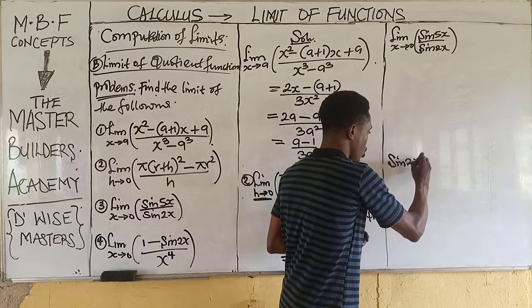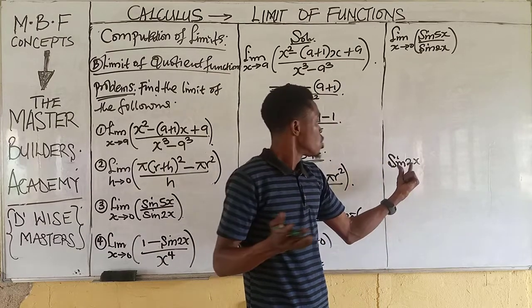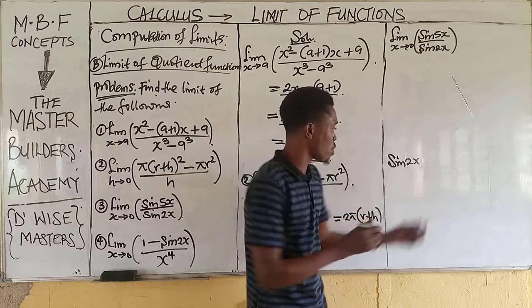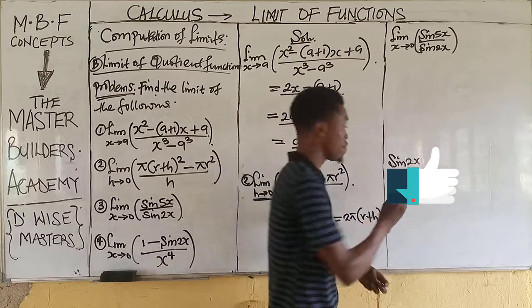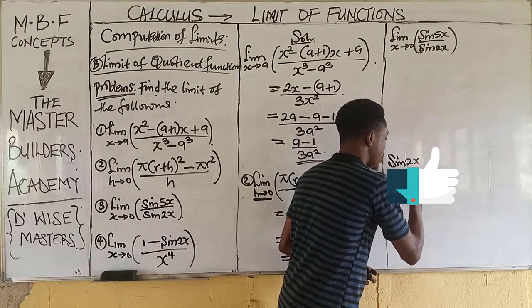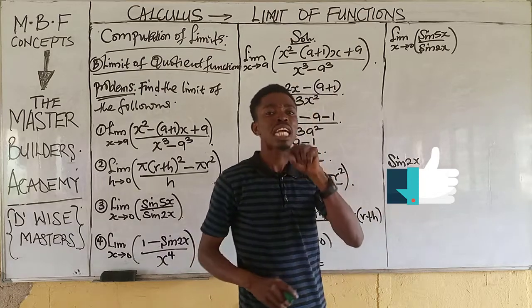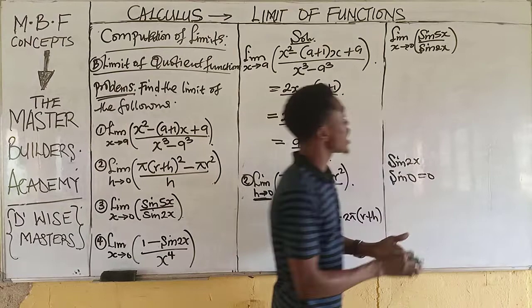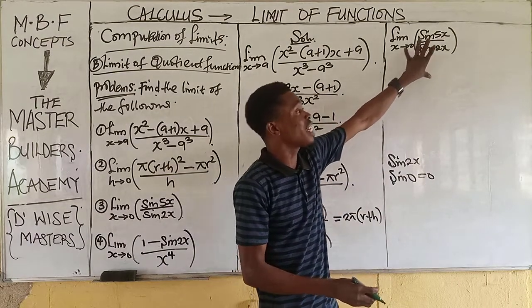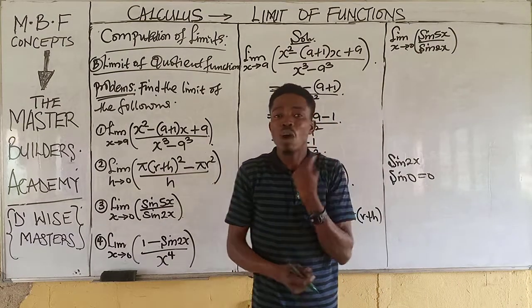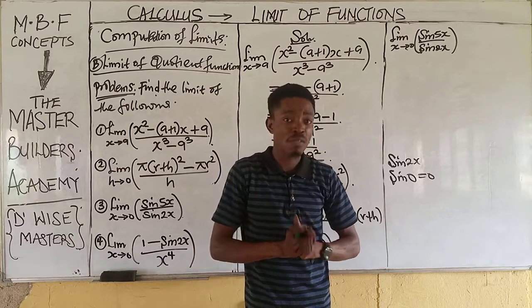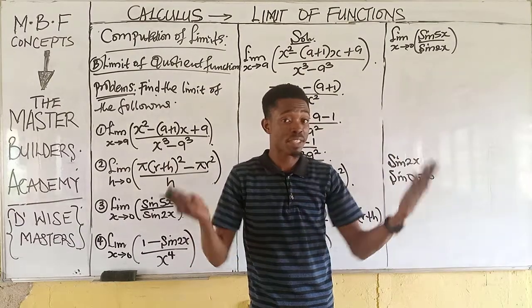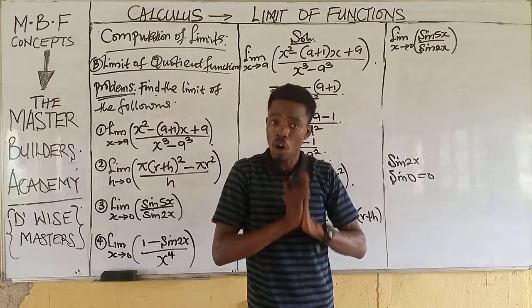I must ensure that the denominator is not 0. So if I impute 0 here in place of x, I will have 2 multiplied by 0, which will give us 0, and automatically this gives us sine 0. And when you check this out with your calculator, sine 0 is 0. That is to say, if we impute this value directly into this function, we are going to have an undefined expression. Both the numerator and the denominator are 0, which makes this undefined.